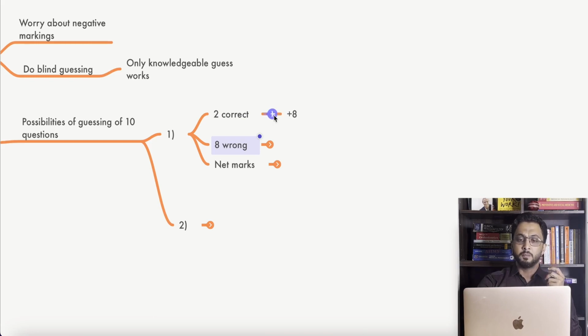So what is the marking system? 1 correct question is 4 marks. So 2 correct is 8 marks. 8 wrong is minus 8. So what is the net marks? 0. You're not gaining anything, you're not losing anything. So in 10 questions of knowledgeable guesswork, only 2 correct and 8 wrong. Say 20 questions, 16 wrong and 4 correct, still you are not losing anything, maybe you are not gaining anything.